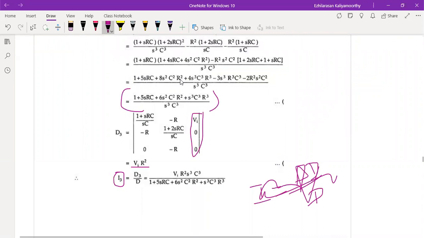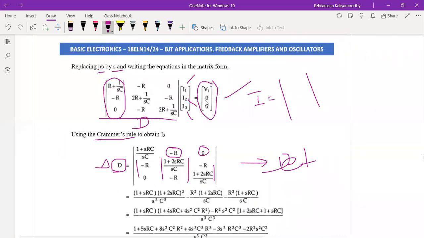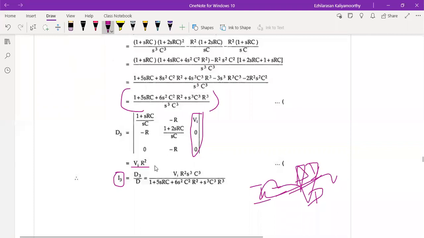Next, to find I3, what you have to do? Take this quantity and replace the third column by this quantity. Then you have to take the determinant again, and we get one more value. Then finally for I3, D3 by D: this quantity divided by this quantity. If you do this, you will get I3.